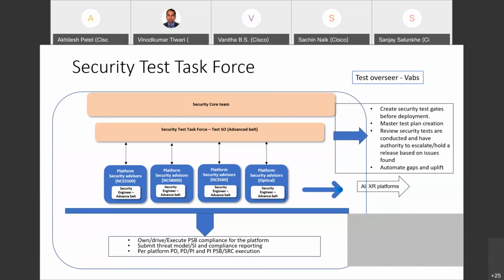One more important thing in the sustaining model is automating these gaps so that release over release, we don't spend the same amount of effort. That automation gaps and uplift is also in progress.